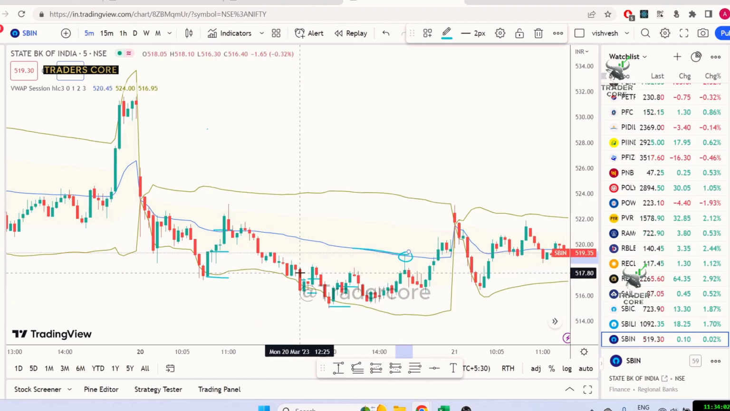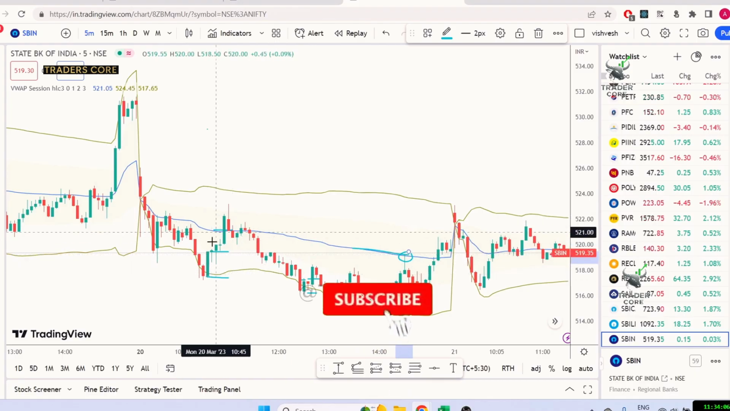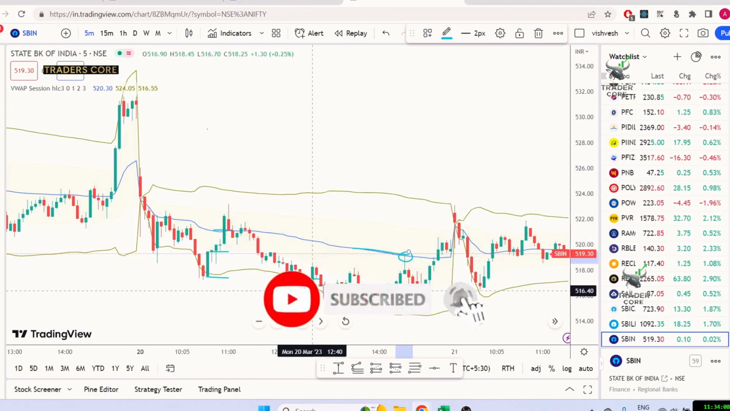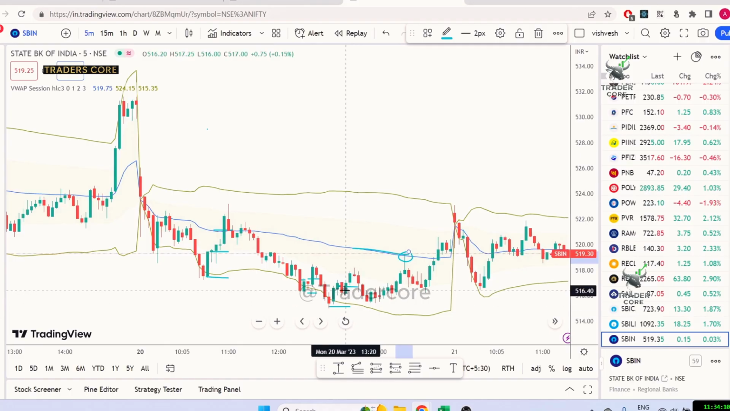So this is a good example of State Bank of India, where we got 3 trades, out of which the first trade was almost a 1:1 trade, the second trade was a very small stop loss, and the third trade was a very good trade. It was almost a 1:2 kind of trade.